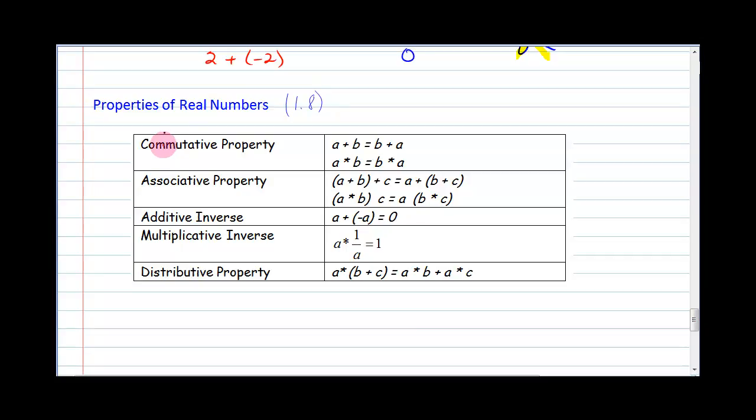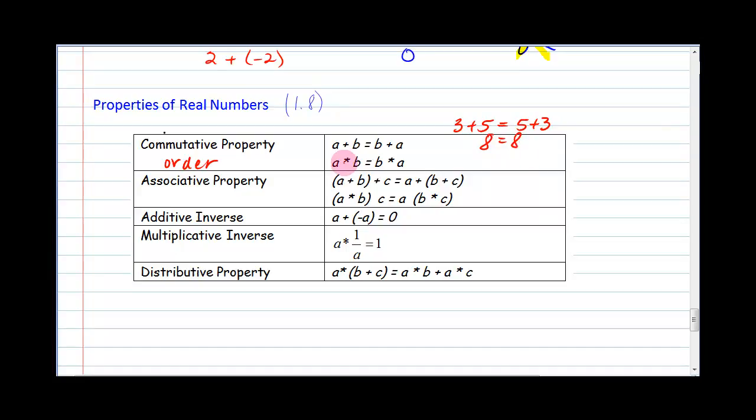Here we have the commutative property. Commutative property means changing the order. So if I have A plus B, I can rewrite that as B plus A, and I never did anything to it. So let's say I had 3 plus 5. If I rewrote that as 5 plus 3, I still am going to get the same answer, because 3 plus 5 is 8 and 5 plus 3 is 8. So just changing the order didn't do anything.